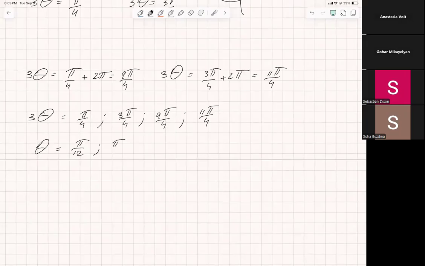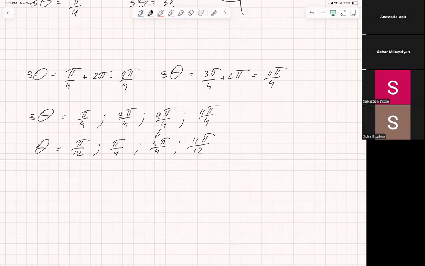Then it's going to be, so I'm dividing just by 3 here, by 3 here, 3 and 3, okay? So for this one, it's going to be just pi over 4. For this one, it's going to be now 9 divided by 3, so that's going to be my 3 pi over 4. And 11 pi over 3 times 4 is going to be 11 pi over 12. So these are all my 4 answers for this problem. Are we okay?